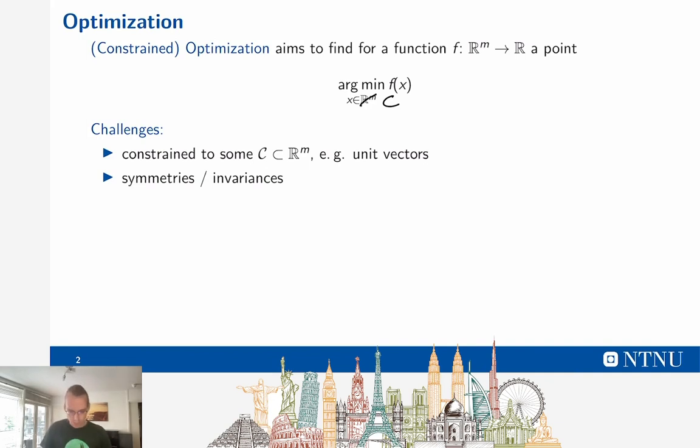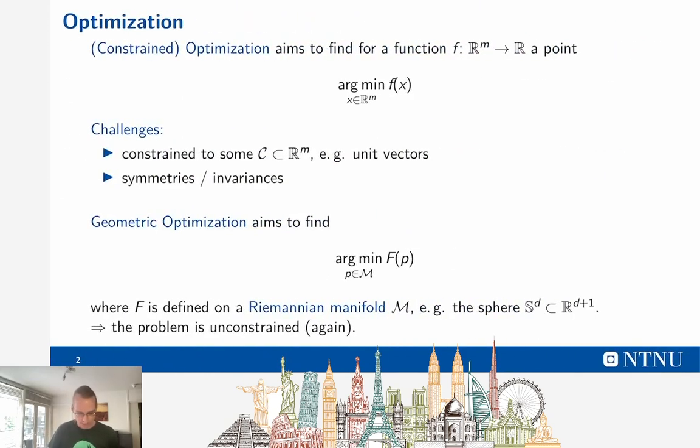general. And one way to solve this is geometric optimization or optimization on Riemannian manifolds, where you rephrase the problem to be defined on a Riemannian manifold, maybe just by restricting to the set C, if it's unit vectors, for example, the sphere. And the one advantage that directly appears is, compared to the constrained problem being on the unit vectors, so constrained to unit vectors, on a Riemannian manifold like the sphere, this directly becomes an unconstrained problem again.